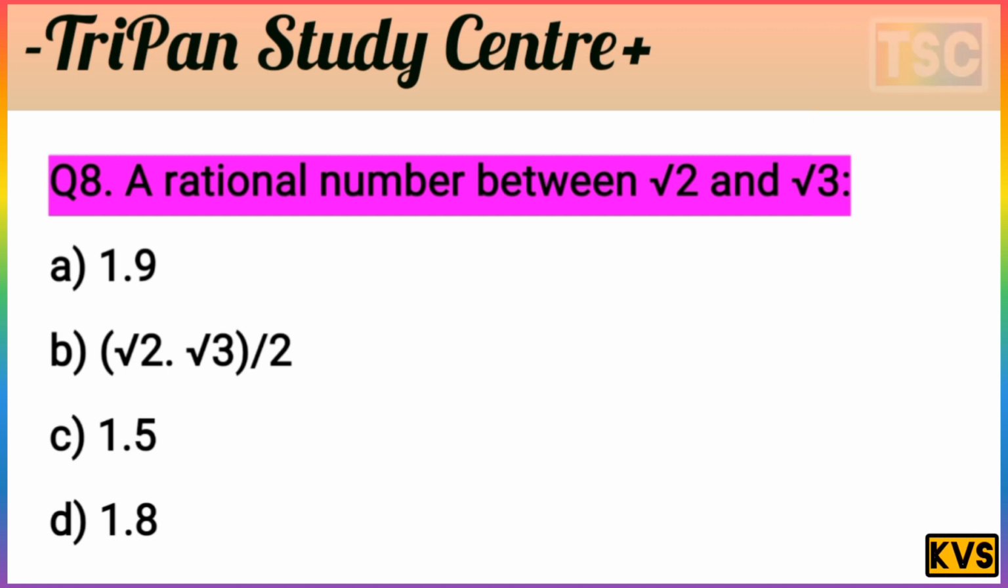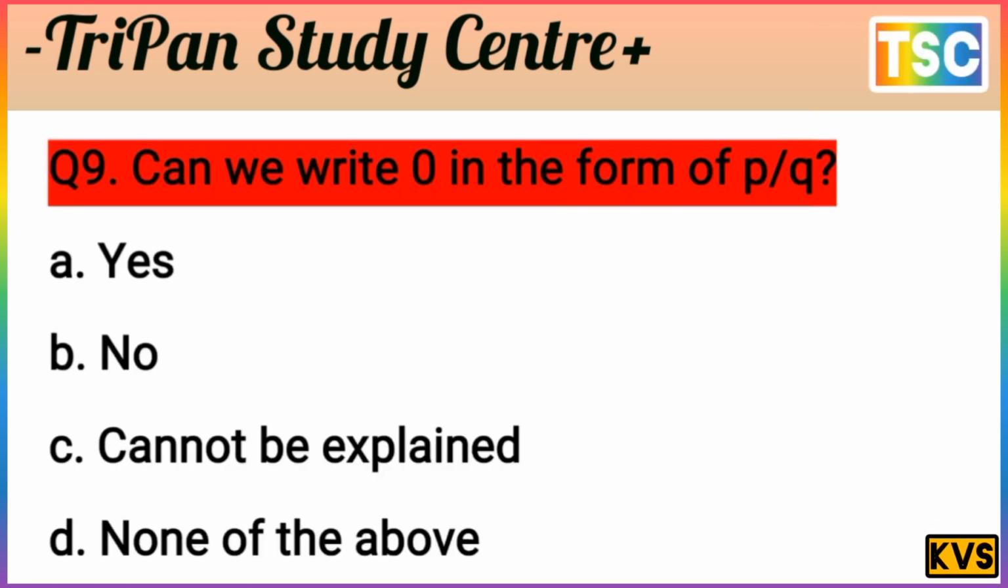1.5 is correct here. Let's see the next question. The next question arrives here, and that's important. Can we write 0 in the form of P upon Q? That's a clear question, and it is important for the exam.